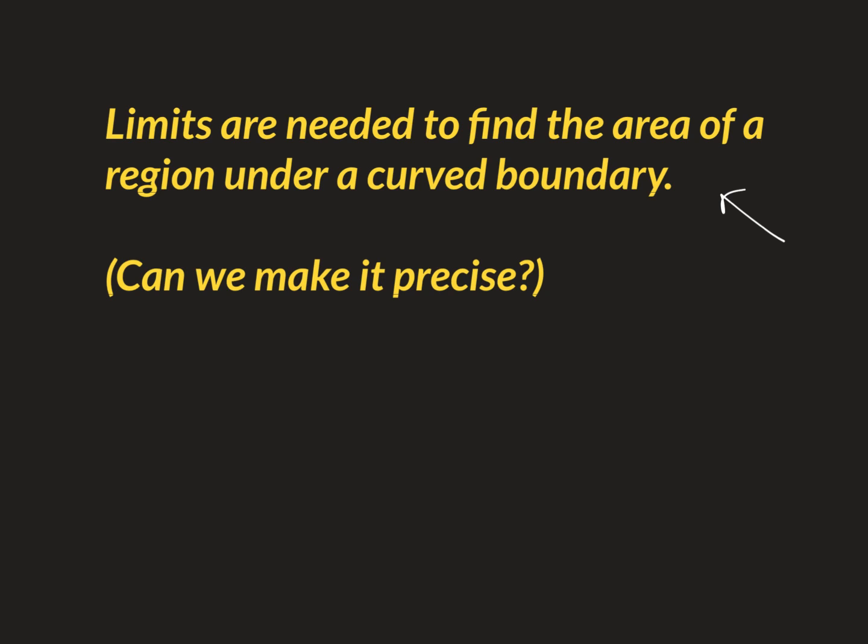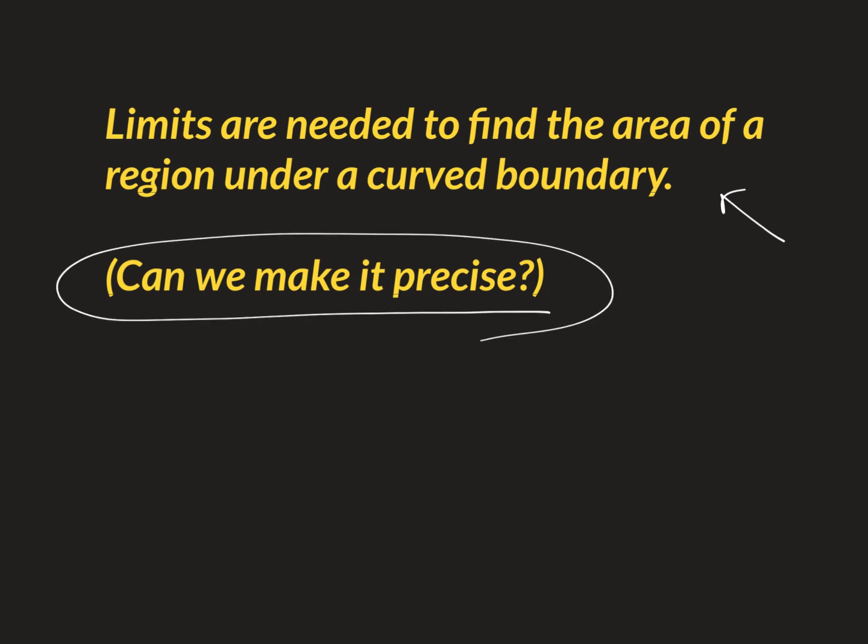Think about your geometry when you're finding areas. You know how to find areas of rectangles, triangles, polygons, stuff like that, but never areas of stuff under a curve. Think about how many curves you found the area of, and you found none of them. Okay, so using limits, the question becomes, can we make it precise? Can we get the area exactly if we're doing area under a curve?